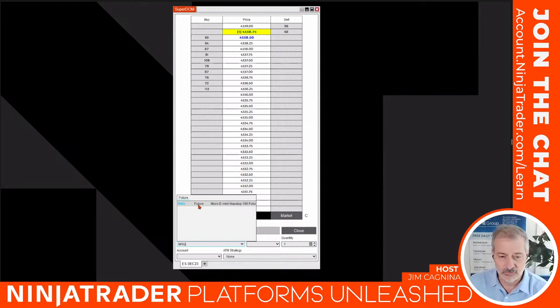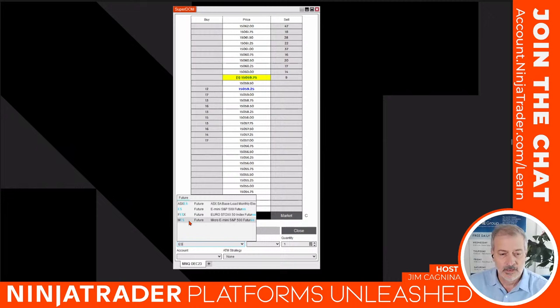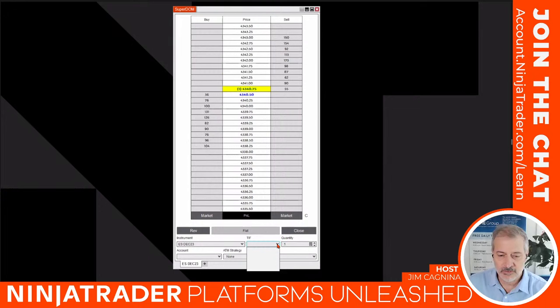Here's the NASDAQ as an example, micro NASDAQ. And I can see that also just by changing the instrument. Let's go back to the E-mini S&P though, ES. And I am going to double click on it. All right. Time in force, I'm going to leave this blank here for now.